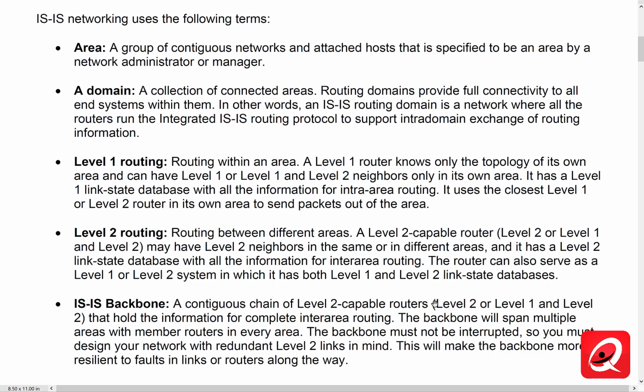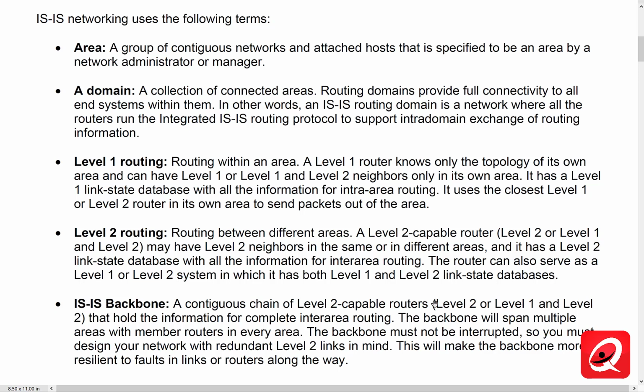It's a very similar concept. In OSPF, the autonomous system is the entire architecture, including the backbone and the non-backbone areas. The ISIS routing domain is the network where all the routers are running integrated ISIS to be able to facilitate the exchange of that routing information and that reachability information within the domain.